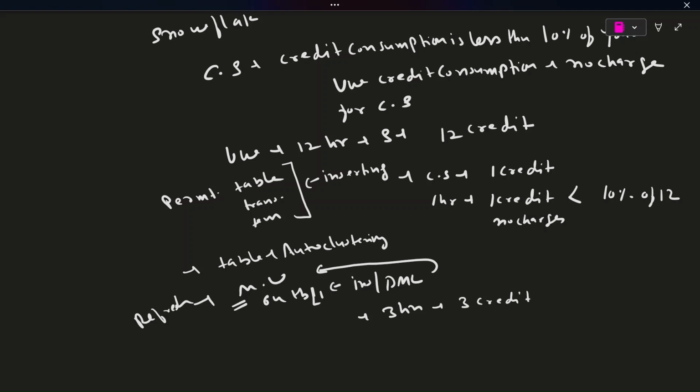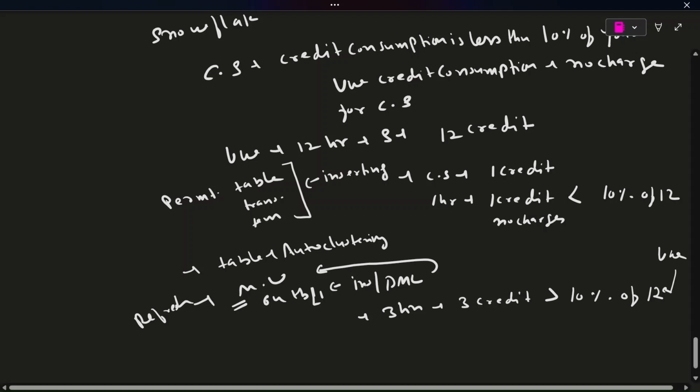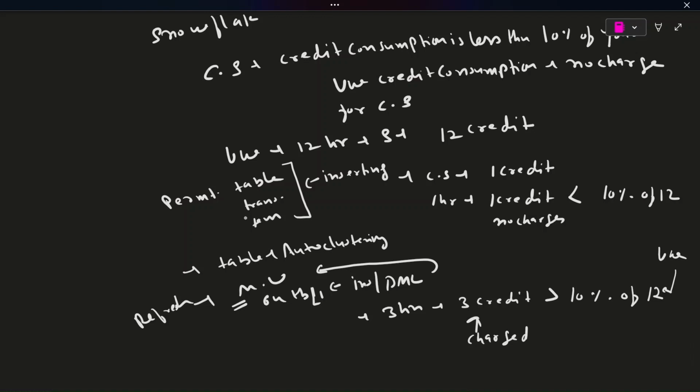But now this 3 credits is greater than 10 percent of the 12 credits which are consumed by your virtual warehouse. Then in that case you will be charged for this. Then this will not be free. Got it? This is how basically you will be charged.